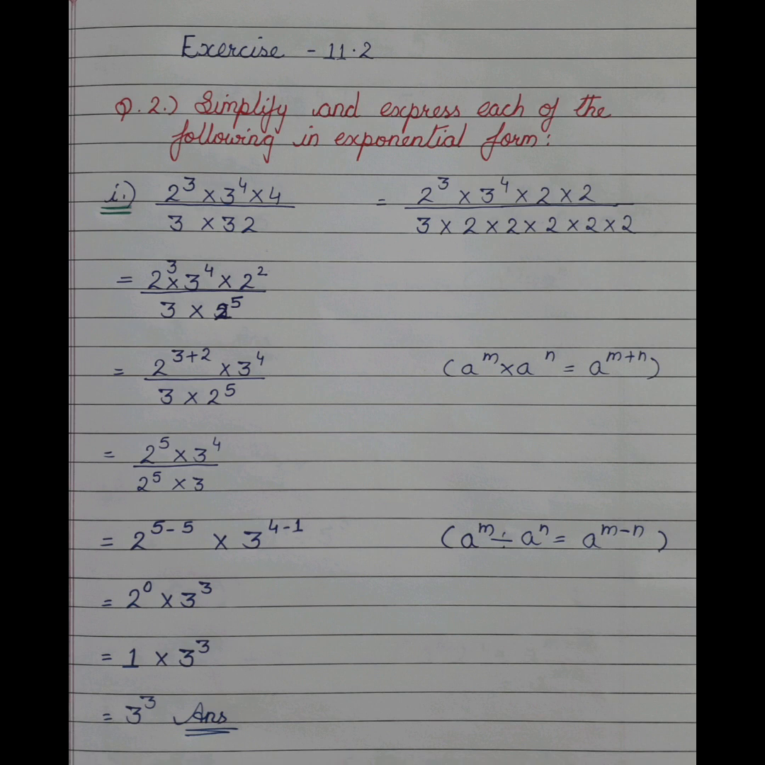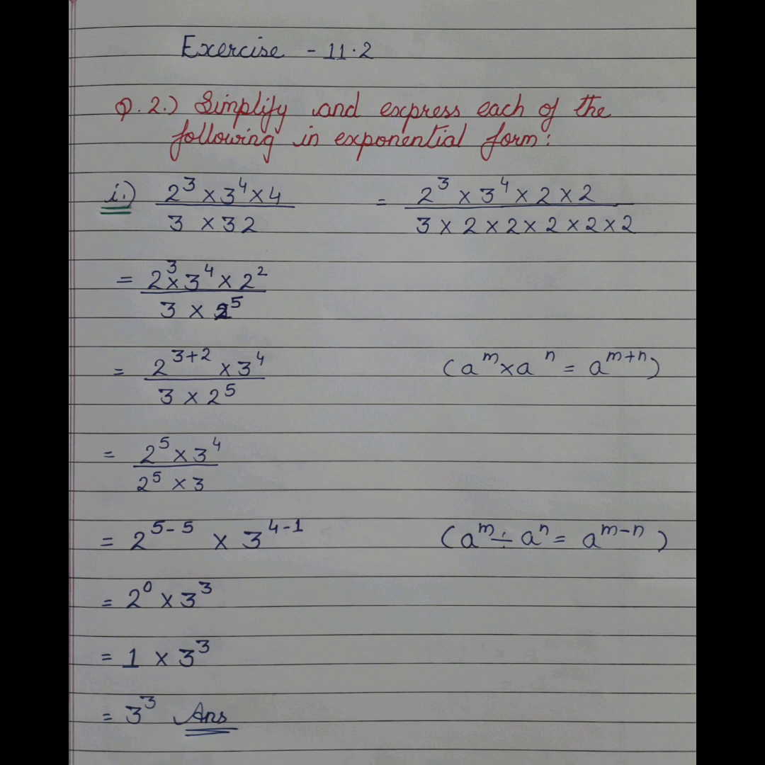Now as we know, if we have same base in numerator and denominator, the law says that the powers can be subtracted. So we can apply the law which says a to the power m divided by a to the power n is equal to a to the power m minus n. So we can see that we have 2 to the power 5 in numerator and 2 to the power 5 in denominator, multiplied by 3 to the power 4 in numerator divided by 3 to the power 1 here in denominator. So how can we write it?